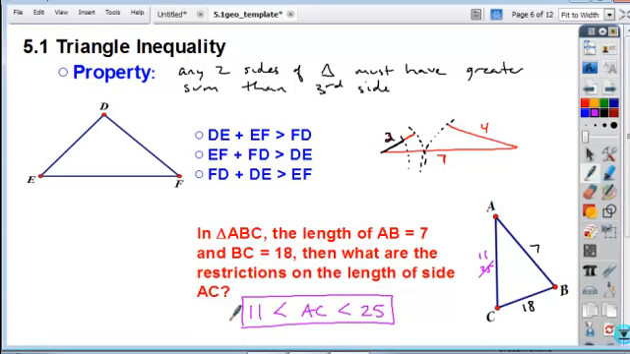Now, it winds up being a really easy calculation for this, right? The lowest restriction is just the difference of the two given values, 18 minus 7. The highest restriction is just the sum of those two values, 18 plus 7. And it's always going to be the less than symbols in this order. So your third side has to be greater than the difference of the given sides, but less than the sum of the given sides. And that is the property.